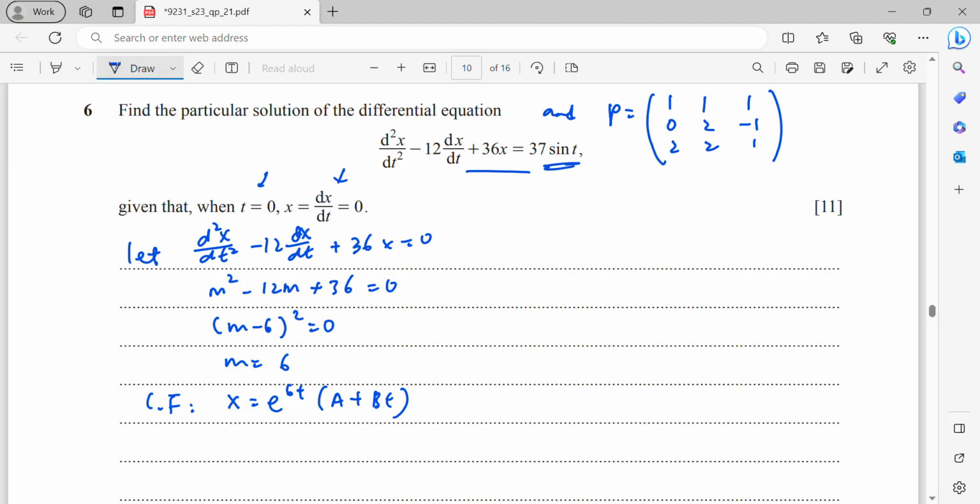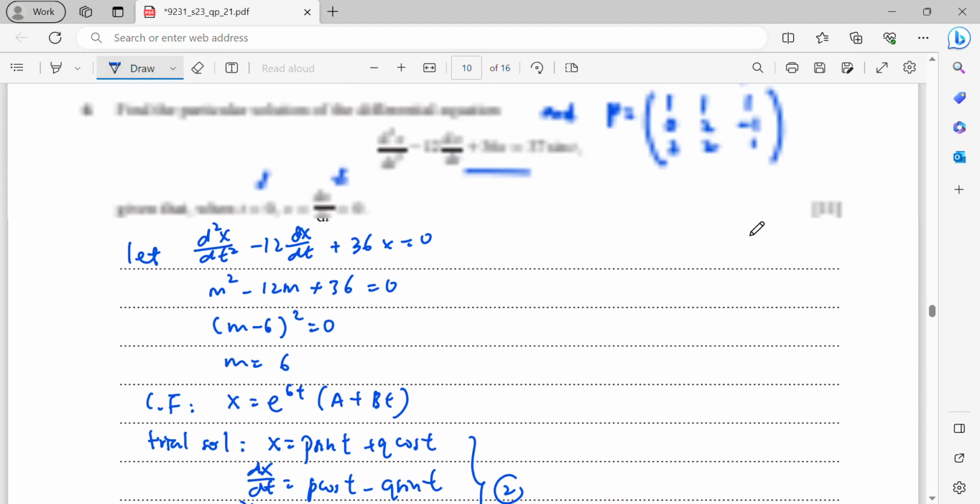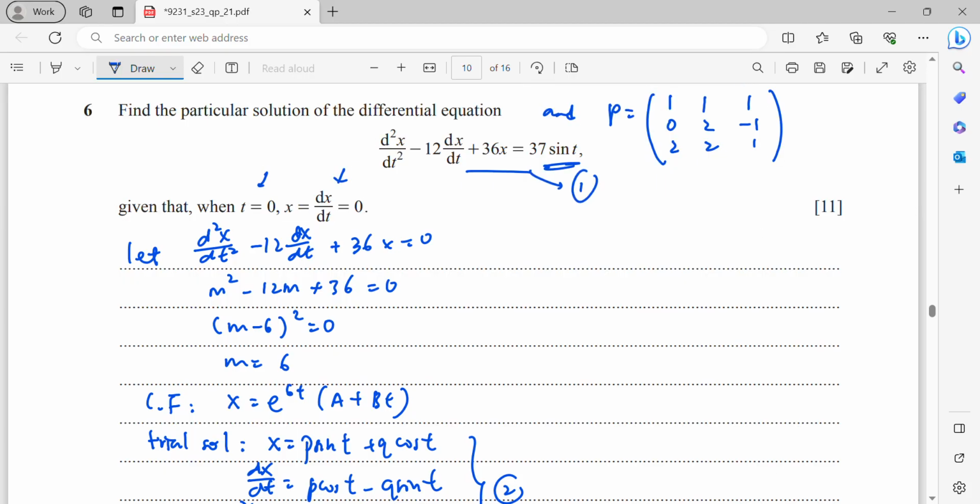Now, by looking at the right side, 37 sine t, that means my trial solution, my x will be p sine t plus q cos t. Then now I need to differentiate 2 times. So my dx dt will be p cos t minus q sine t, and then my d squared x over dt squared, it will be negative p sine t minus q cos t. So I let this be the second equation and this be the first equation because I didn't copy it.